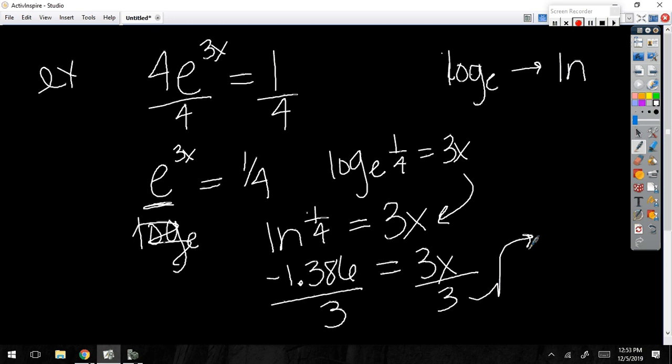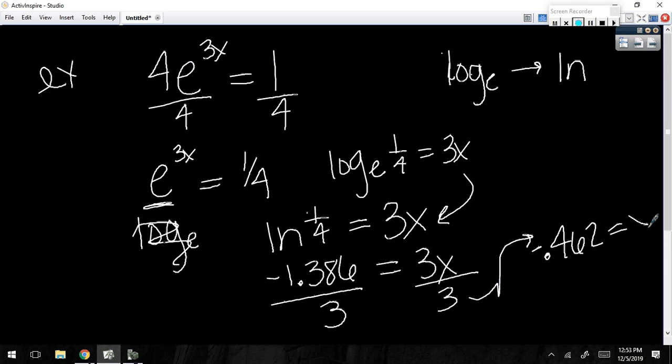Somebody with it on the calculator, what is it? Negative what? 4.62. Thank you. You sure? Negative 0.4. It's 0.462. Shh, shh. That's the answer.